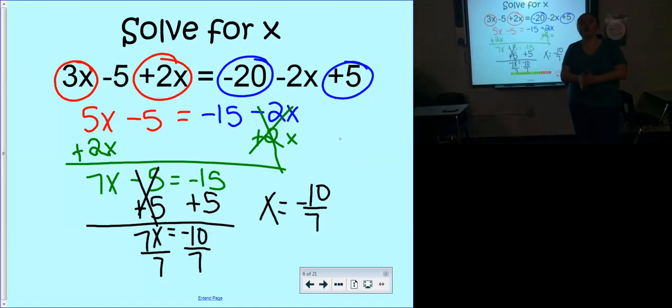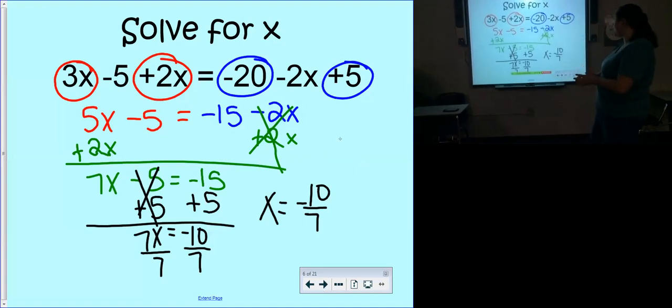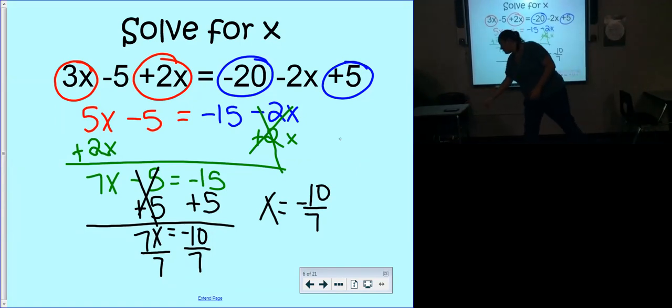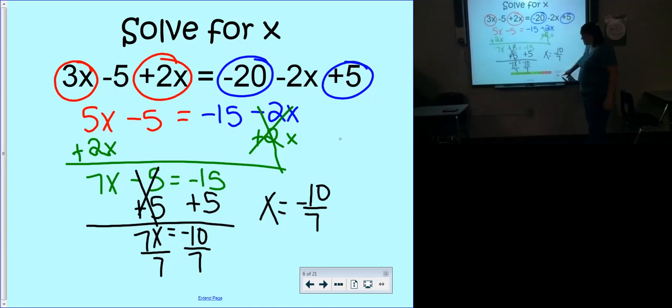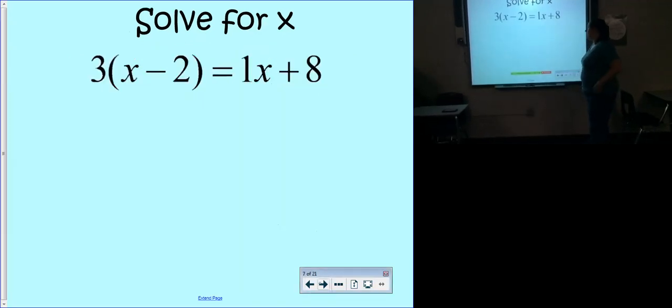All right, guys, so as you see, I went ahead and solved this out. Here is all the steps, and I got x equals negative 10 over 7 to be my final answer. On to the next example.